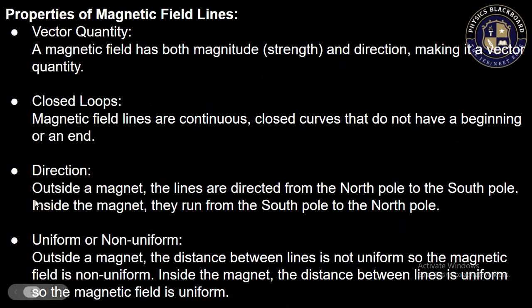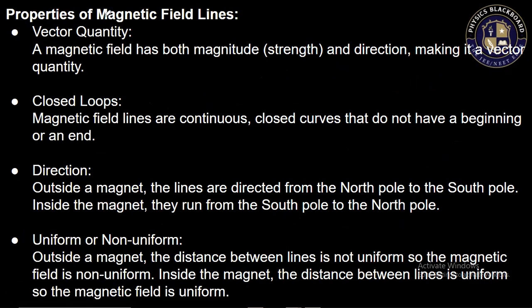Now you can see these properties of magnetic field lines as we discussed. Let me recall the things. First, we'll see that these are vector quantities. Magnetic field is a vector quantity which has both magnitude and direction, right? And the magnetic lines of force are closed loops. As I told you, they are continuous and closed curves, and they don't have any beginning or ending point.